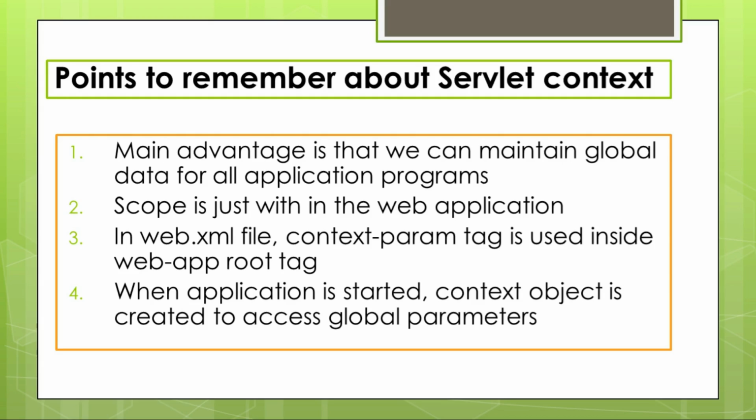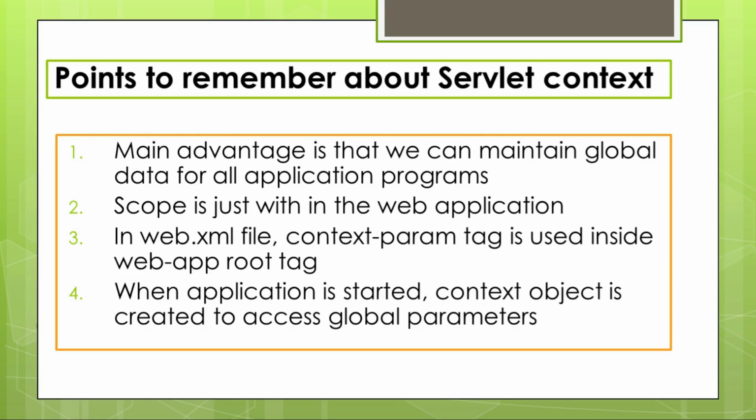Fantastic. In the web.xml file the context-param tag is used, whereas in servlet config, init-param is used. When the application is started, the context object is automatically initiated. In the previous case, the config object was initiated, and here the context object is initiated automatically in order to access all global parameters. It is not initiated when the servlet is initiated. You need not initiate the servlet in order to initiate the context object. As soon as you start Apache Tomcat, the context object is readily created for you.